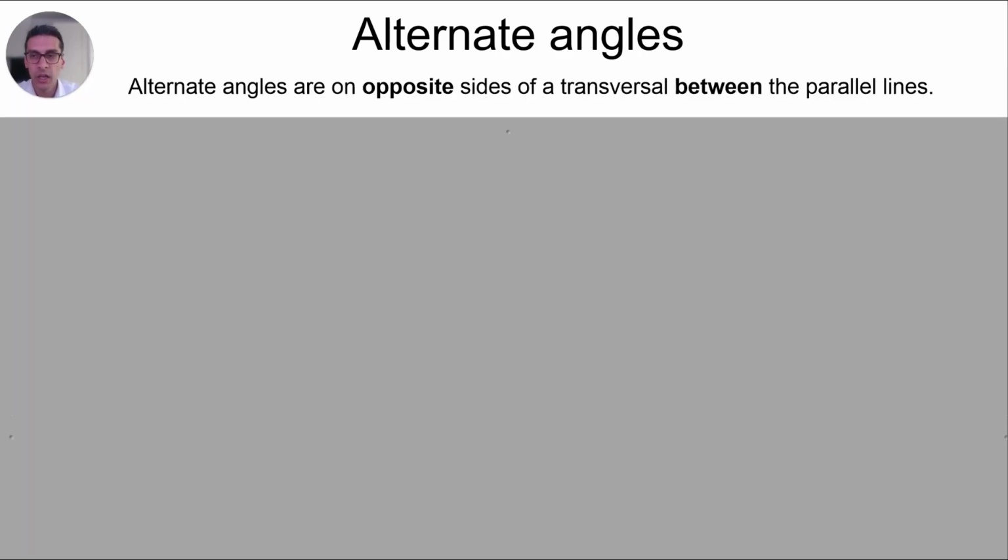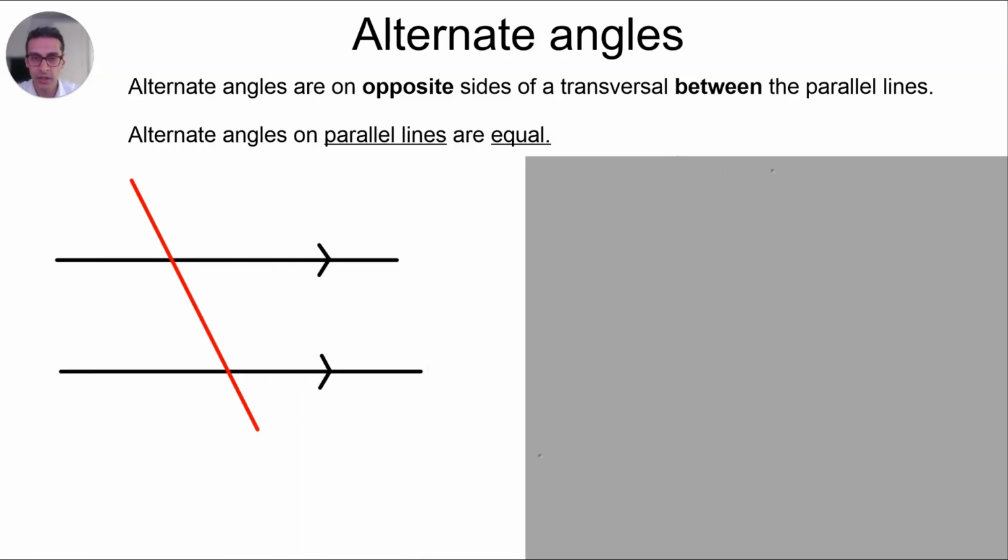Now that we've looked at corresponding angles, we're going to be looking at alternate angles in this video. I'm going to show you an example of what they are, and we're going to start with the definition, and then we'll do some practice questions. So alternate angles are on opposite sides of a transversal, and they are in between the parallel lines. Alternate angles on parallel lines are equal.